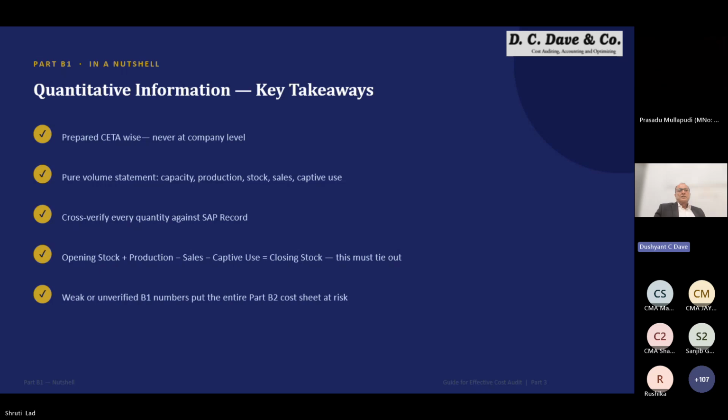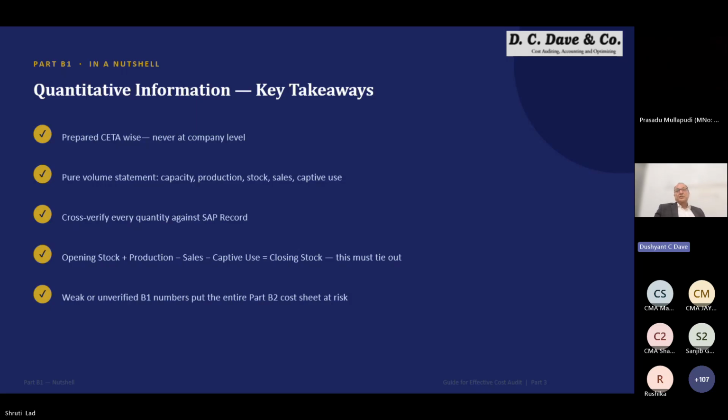Rule 1: always prepare B1 on a CETA or HSN code basis. Never prepare company-wise figures. Rule 2: every quantity should originate from authentic source documents, which we discussed in detail. Rule 3: production, stock, sales, and captive consumption must reconcile. No compromise in this. Rule 4: do not ignore abnormal capacity utilization. It could be more or less. Investigate the business reason.